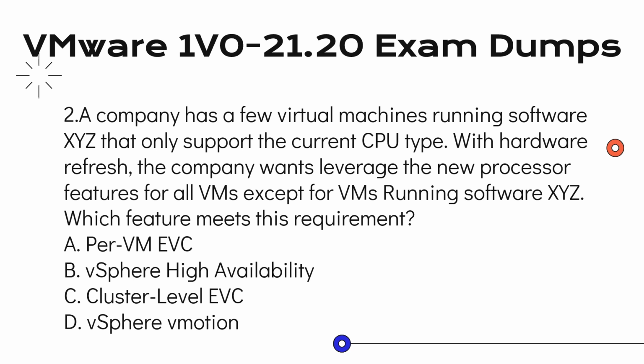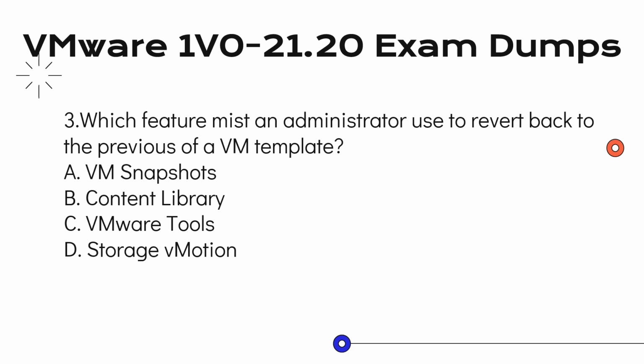2. A company has a few virtual machines running software XYZ that only support the current CPU type. With a hardware refresh, the company wants to leverage the new processor features for all VMs except for VMs running software XYZ. Which feature meets this requirement? A. Per VM EVC. B. vSphere High Availability. C. Cluster level EVC. D. vSphere vMotion.